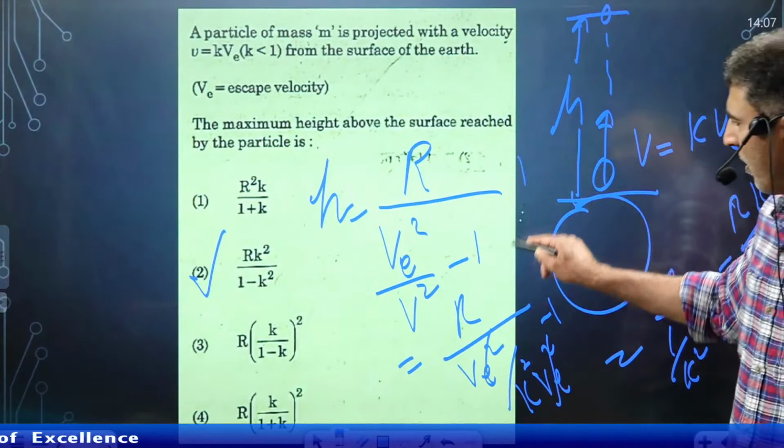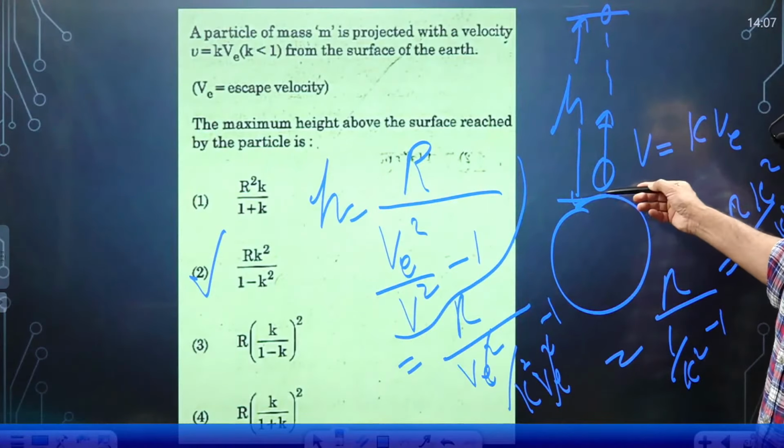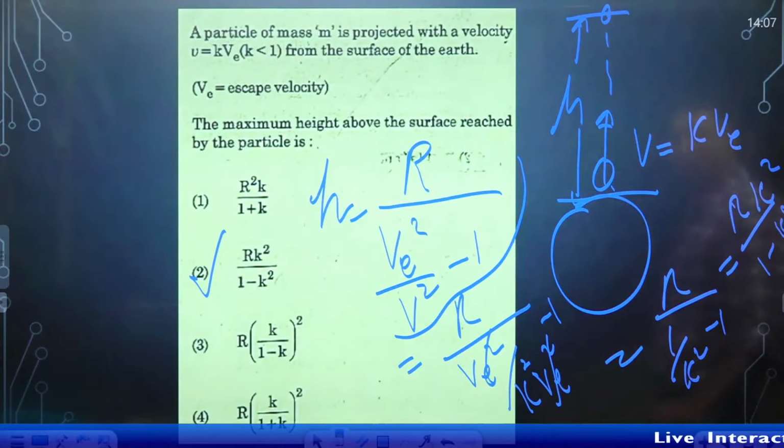You can use directly this formula, or then you can use the conservation of energy principle from here to here. Both will do. Okay.